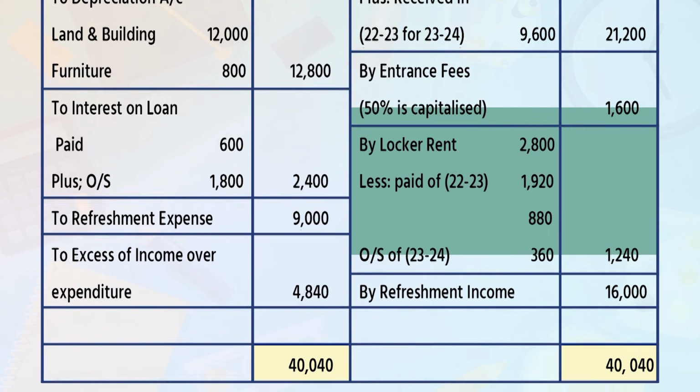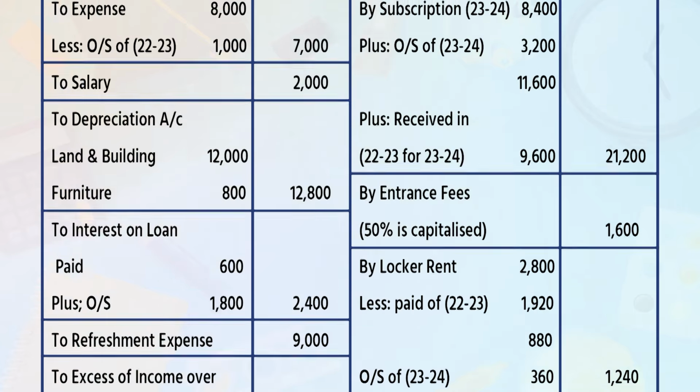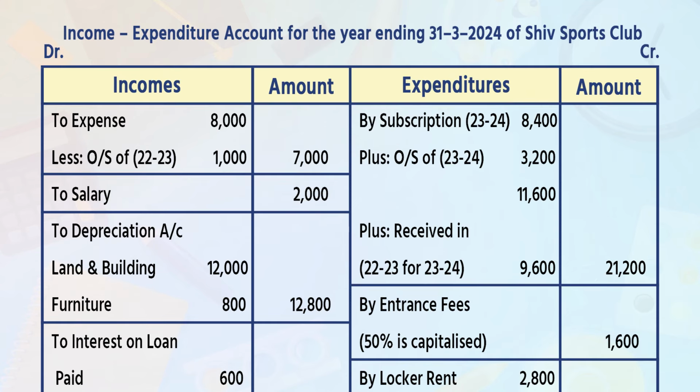Locker rent 2,800 less 1,920. Again, we have to less outstanding 360. So, we will get the amount 1,240 in the outer column. Next, refreshment income, that is rupees 16,000. So, the total of expenditure side is 40,040. I hope income and expenditure account is clear to everybody.